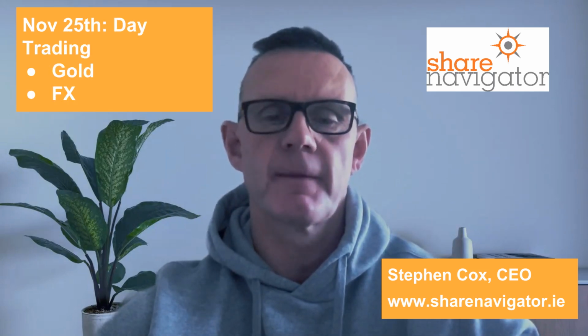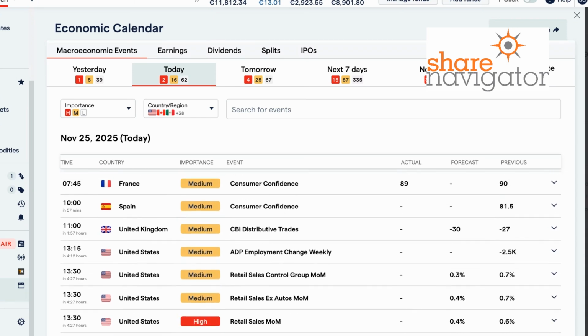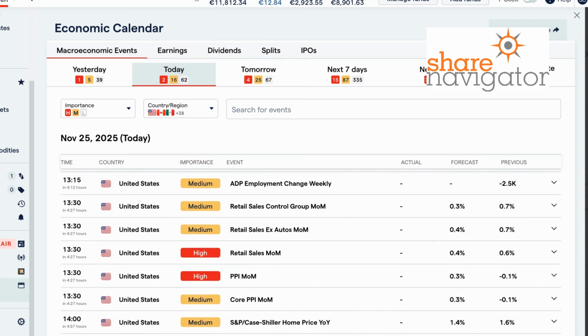So let's get started. As usual, we look at our economic calendar for the day. Don't forget, guys, we're day trading. Day trading means we're putting bets on that we're going to win within a couple of hours. And that's what they are, guys. It's not an investment, it's a bet. And we're just trying to stack all the odds in our favor as best we can.